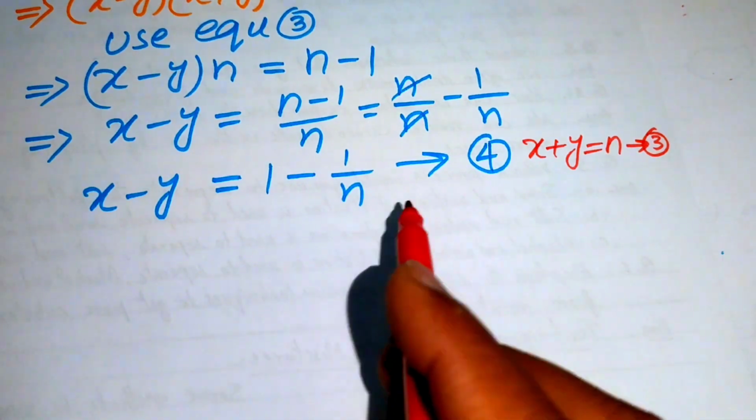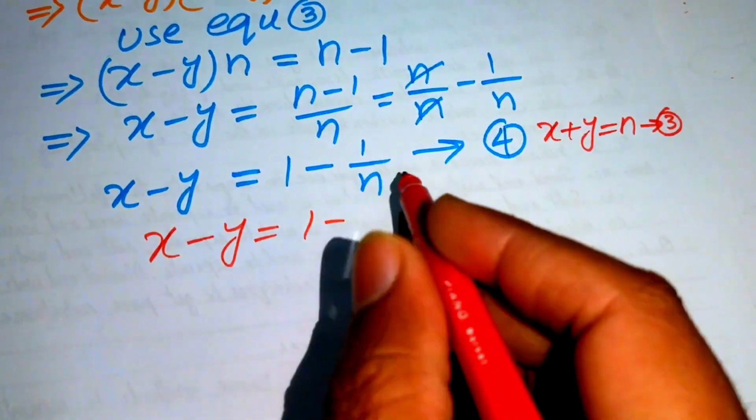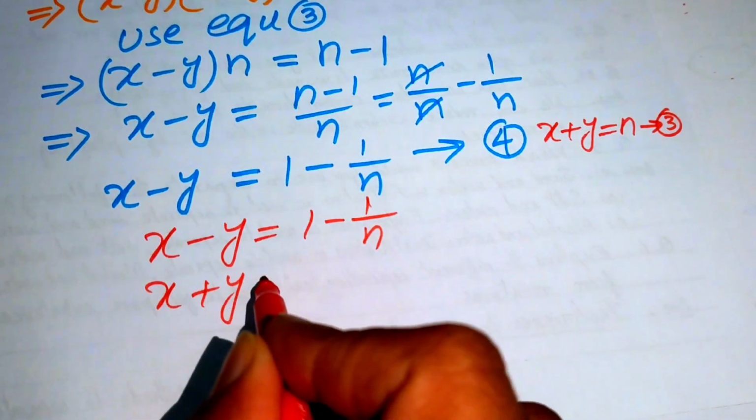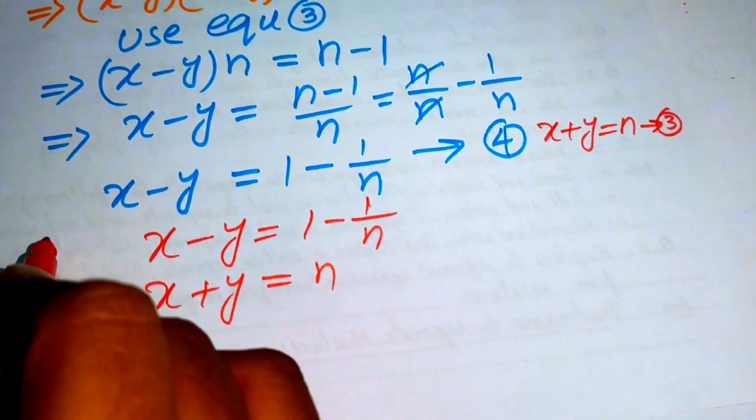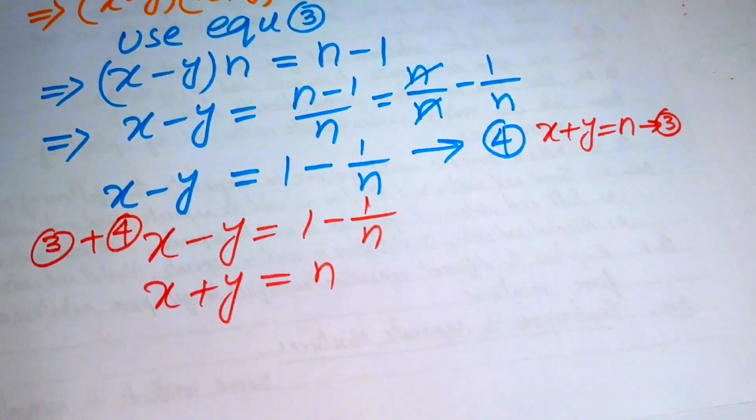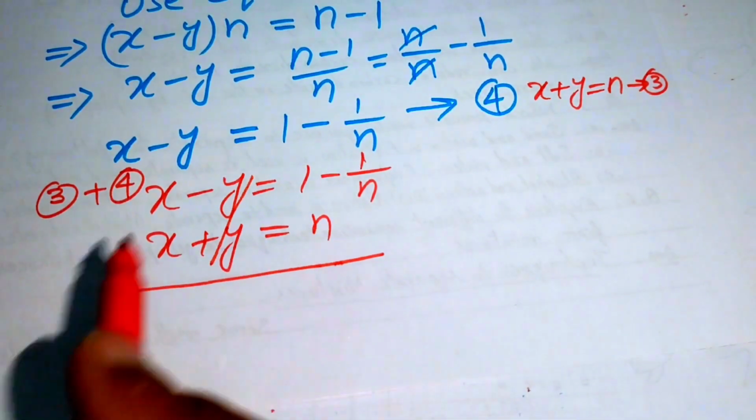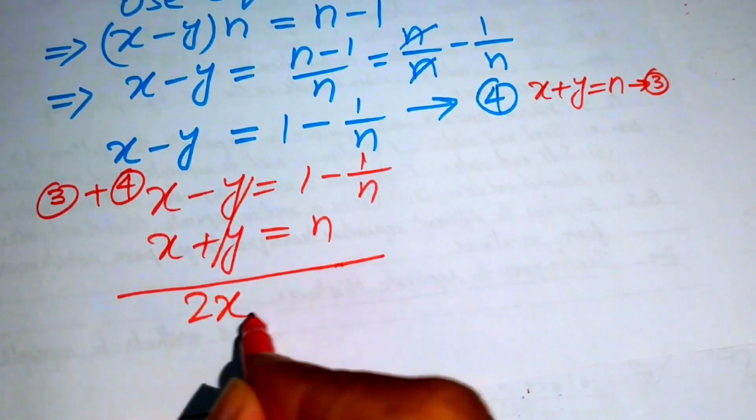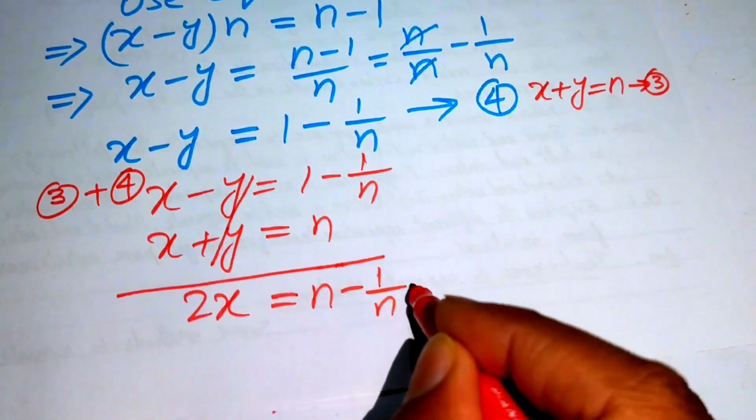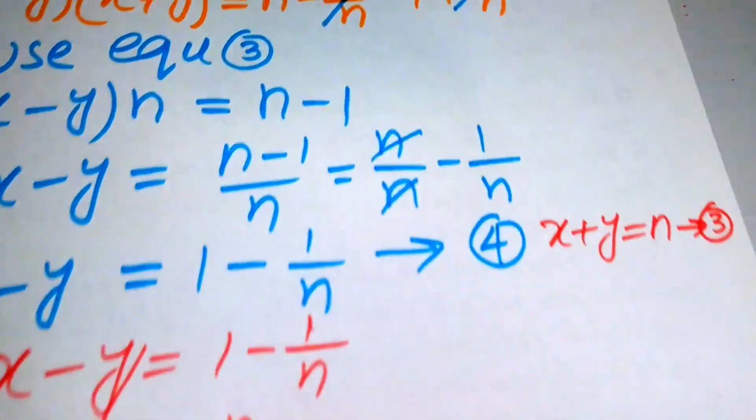So now we add these two equations, because here we add equation number 3 and equation number 4. You see that the negative and positive y terms cancel each other, and x plus x becomes 2x, and when we add the right hand terms we get n minus 1 over n plus 1.